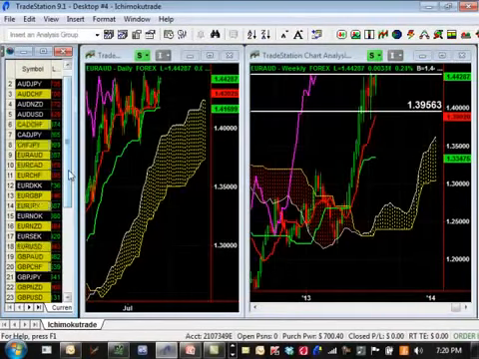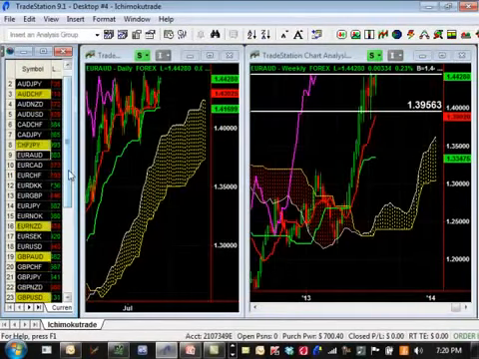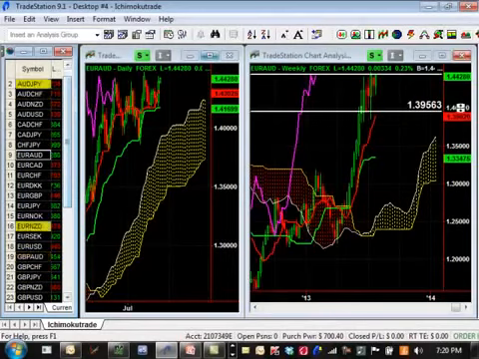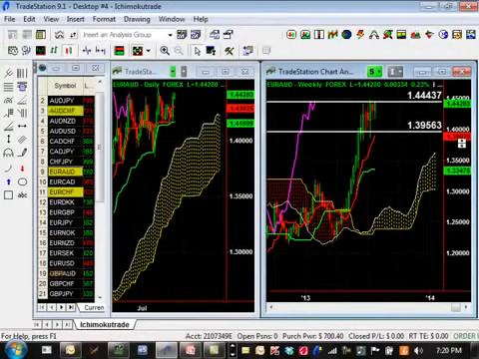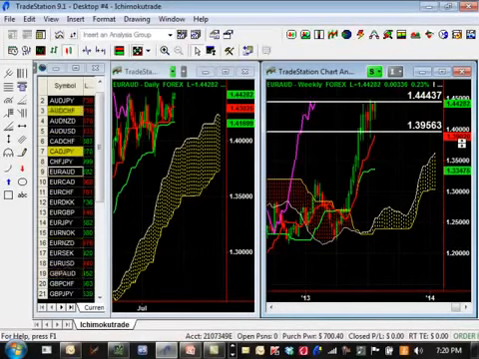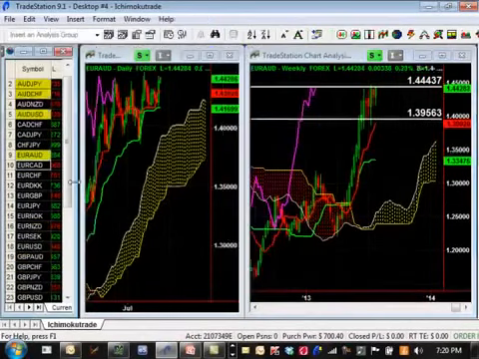Let's go look at the euro pairs now. Euro Australian here is trending on both the daily and weekly, butting against the resistance right now, which is 1.4443. Support on this one's going to be 39.456.